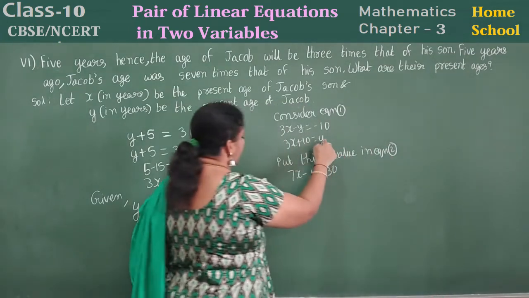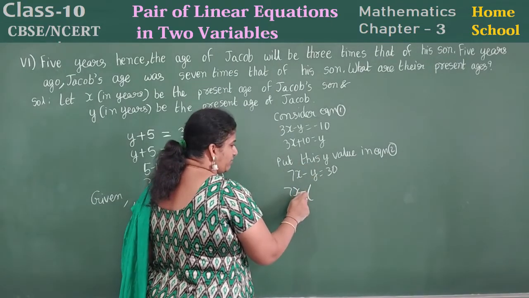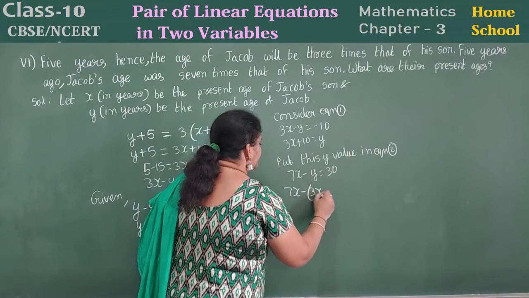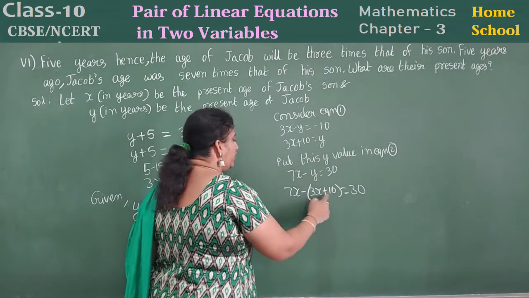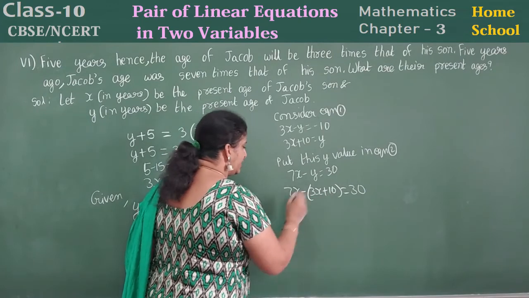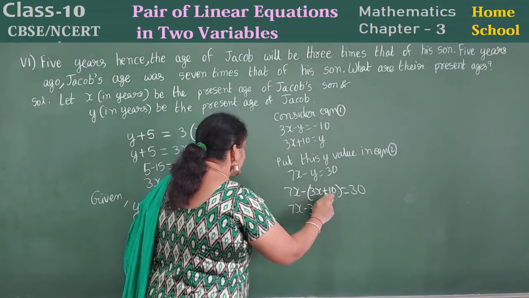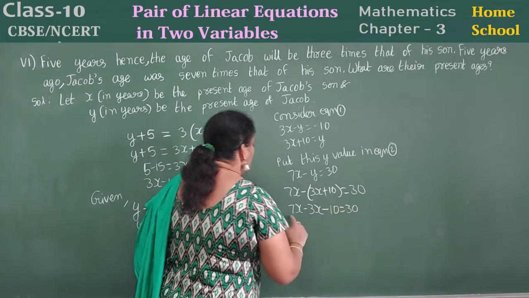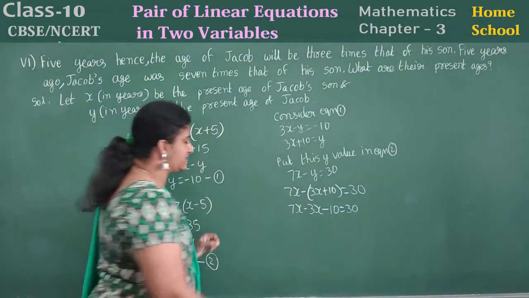What is your y value? Minus of, whenever you have a minus. So if you are writing this, put a bracket and write. Now, if you remove, your sign will be changed. 7x minus 3x minus into plus minus 10 is equal to 30. What is 7x minus 3x? It will be 4x.